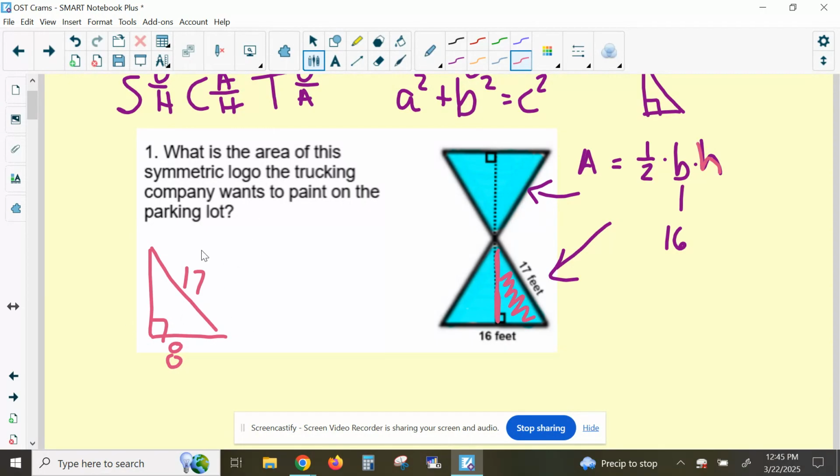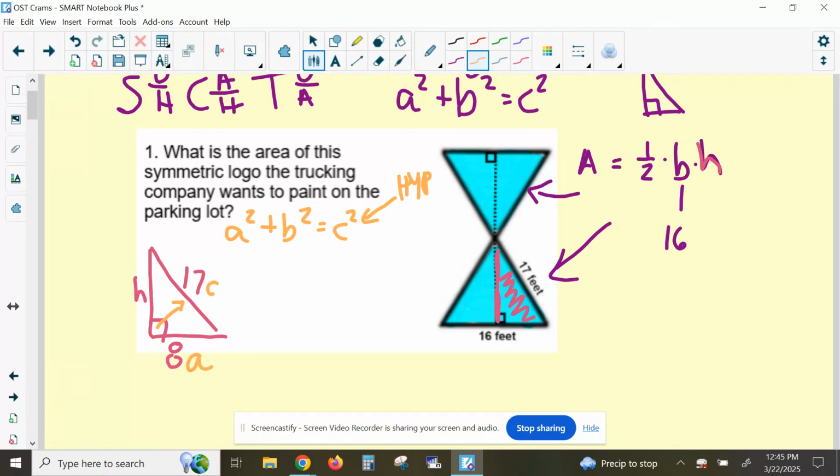So we can figure out this height that we're missing, I'll call it h, by doing the Pythagorean theorem. Because we have two sides, we need a third. Remember, Pythagorean theorem is a squared plus b squared equals c squared. You have to remember that the c has to be the hypotenuse of the triangle. And the hypotenuse is the longest side, the side opposite the right angle. So if this is my right angle, my hypotenuse is over here. So this is going to be my c.